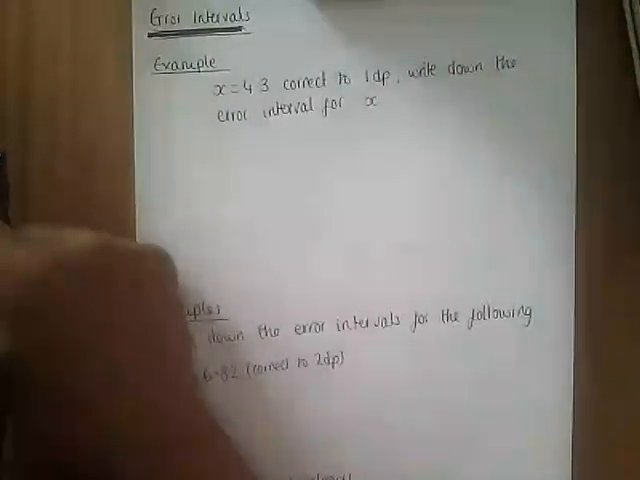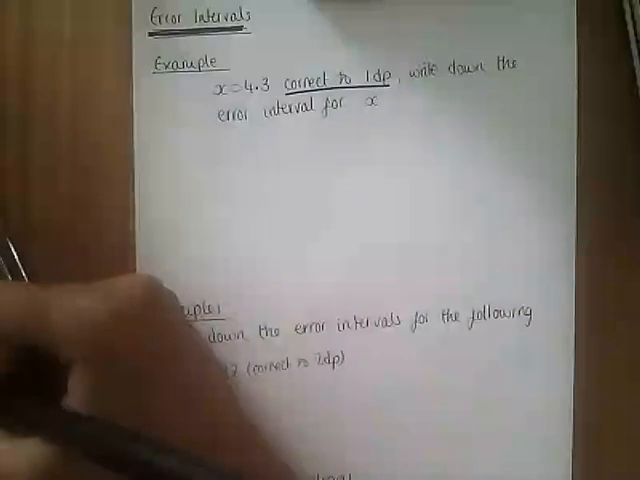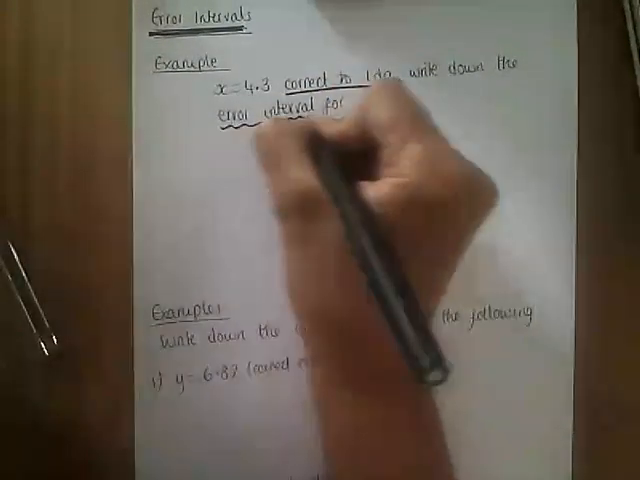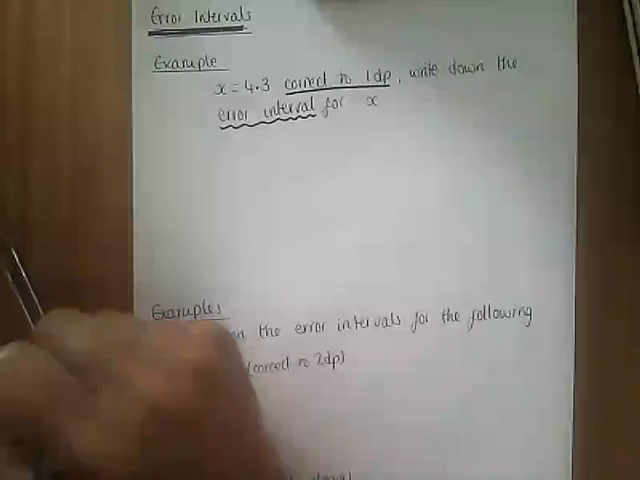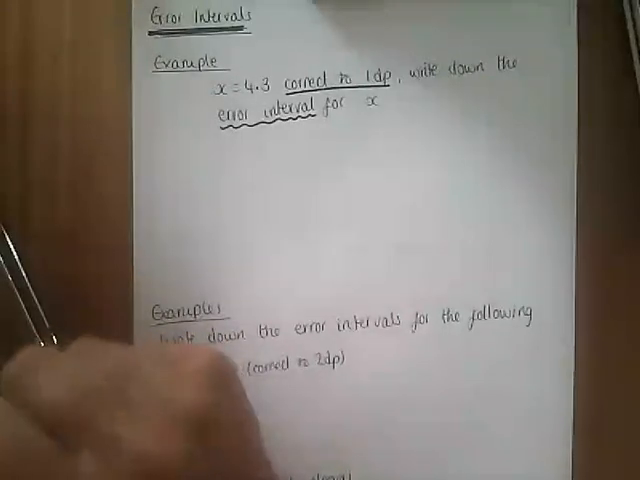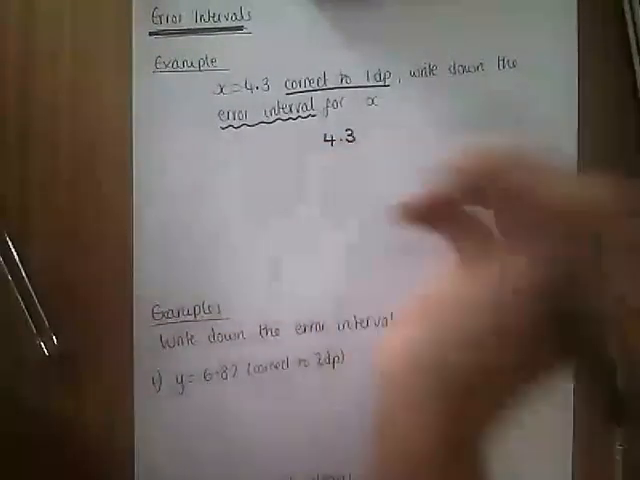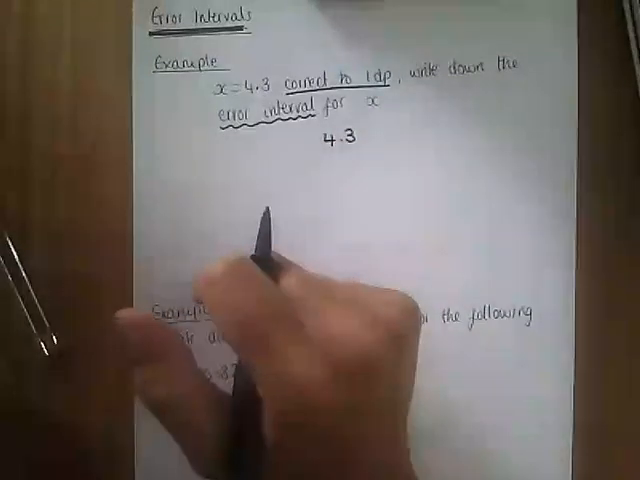Right, so here's an example. We've got a value x, which is 4.3, and that has been rounded correct to 1 decimal place. So it's already been rounded to 1 decimal place, and we have to write the error interval for x. Now they might ask you to find the upper and lower bound for x. They might ask you to find the lowest possible value of x or the highest possible value of x, or they might ask you to find the error interval. Okay, so what we're going to do is the bounds like we did before. Now, if you can't remember how to do bounds, you need to go back and look at the bounds video.